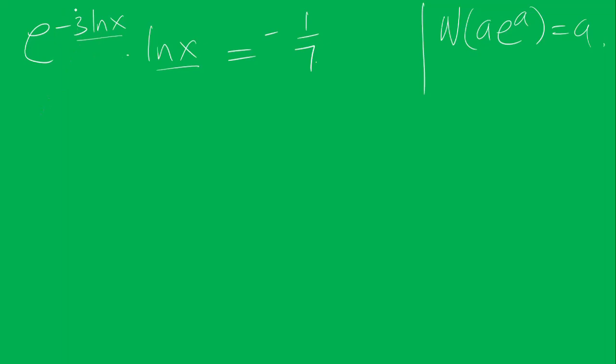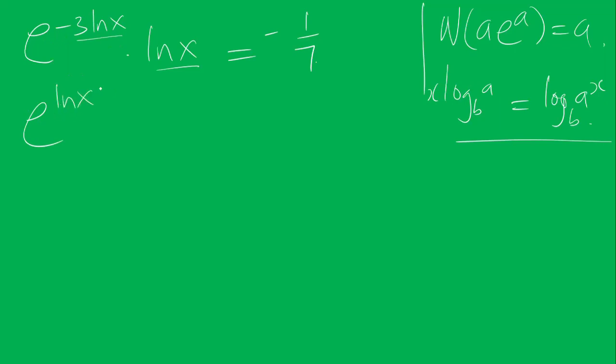Now, according to the law of logarithm, x log a base b is the same thing as saying log a to the power x base b. So we're going to rearrange this to that form. So now we have e to the power natural log x raised to power minus 3.